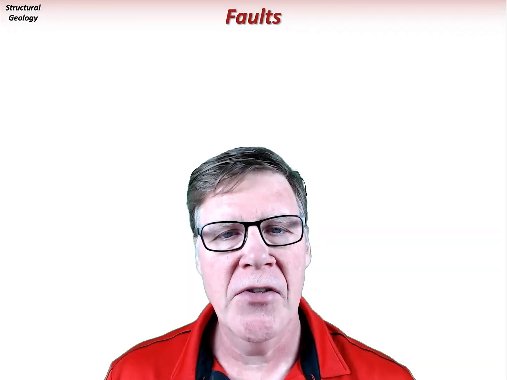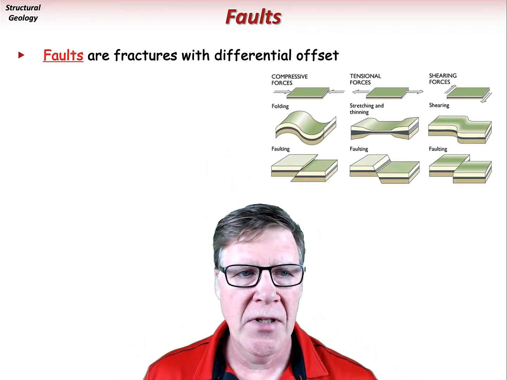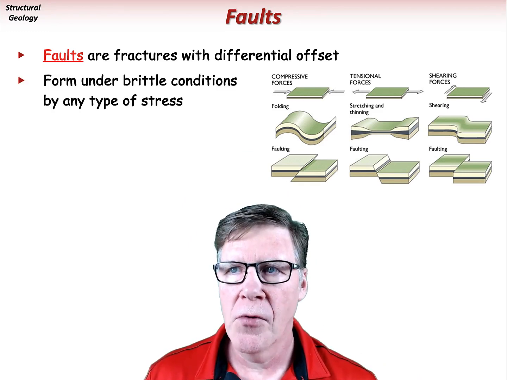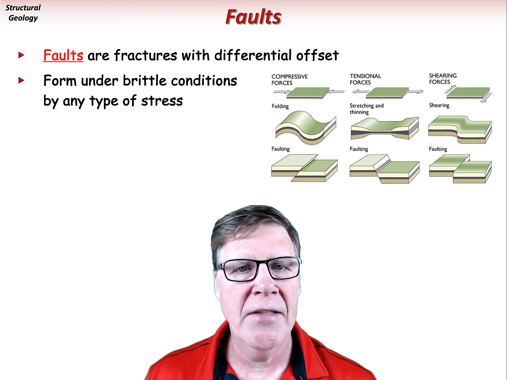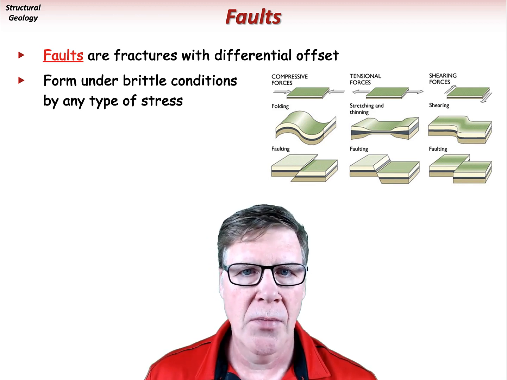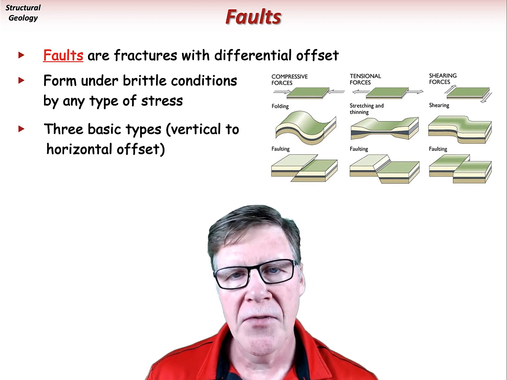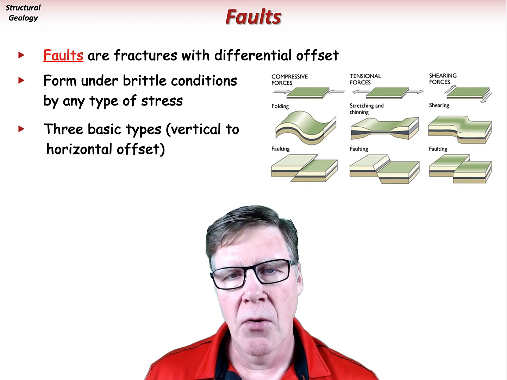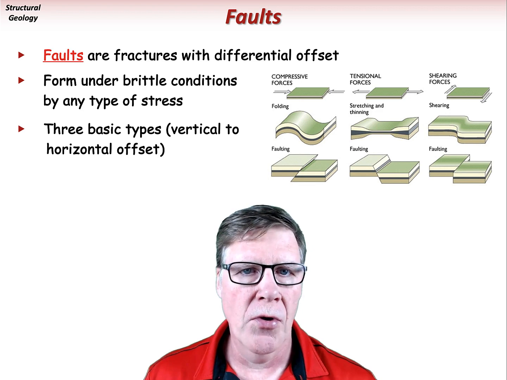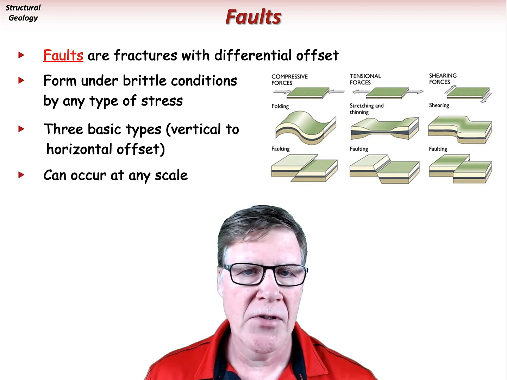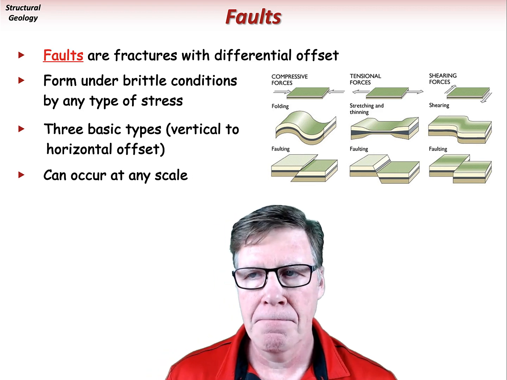Faults are deformational features that are essentially fractures with differential offset. Faults form under brittle conditions from any type of stress, tension, compression, or shear. There are three basic types of faults, with offset that may be oriented anywhere from vertical to horizontal. They can also occur at any scale, microscopic to mountain-sized.